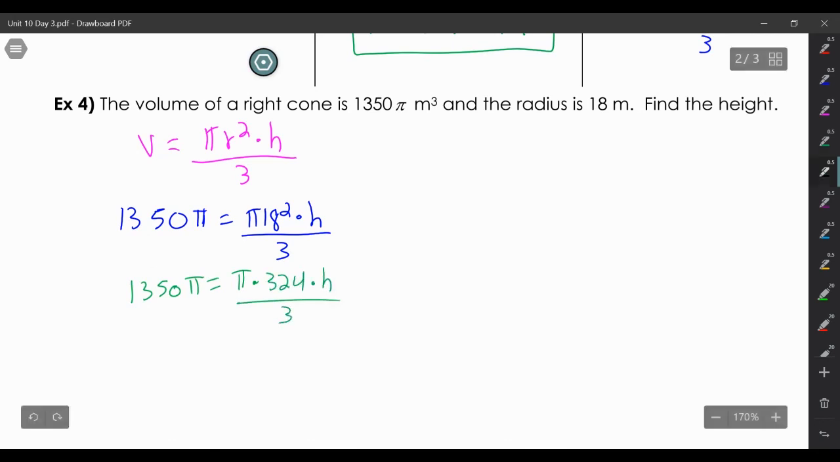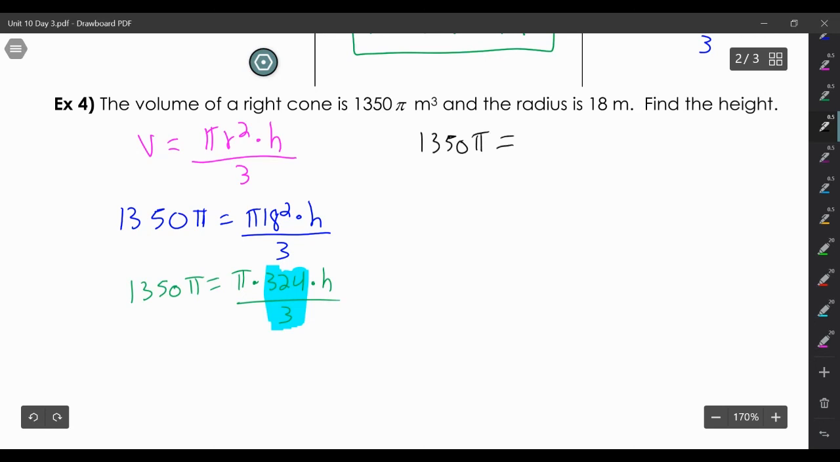So what we'll do is we'll simplify 324 divided by 3. So this will give us 1,350 pi on the left side. We still haven't touched that, so we're just going to leave it alone. We have pi times 324 divided by 3 is 108, times the height. We can divide both sides now by pi times 108. We can write that as 108 pi because it doesn't matter what side you multiply from.